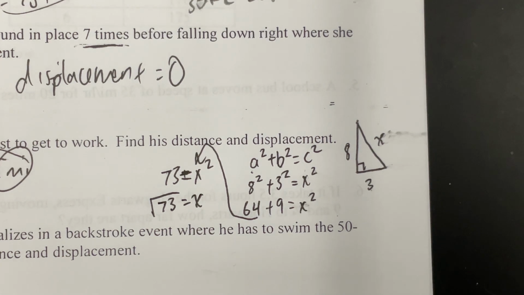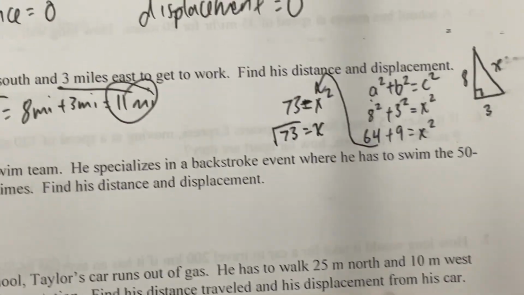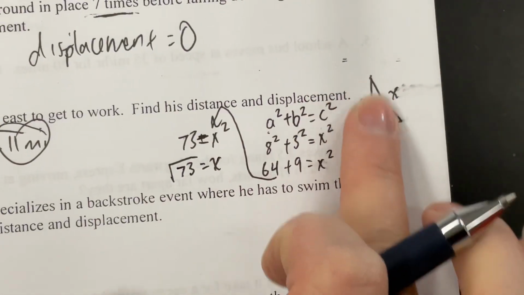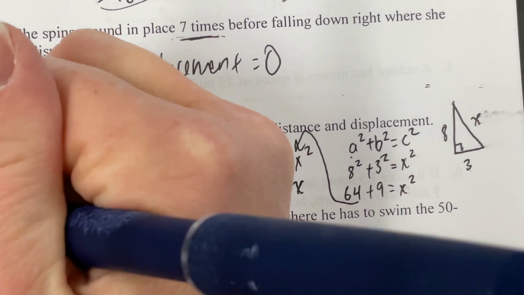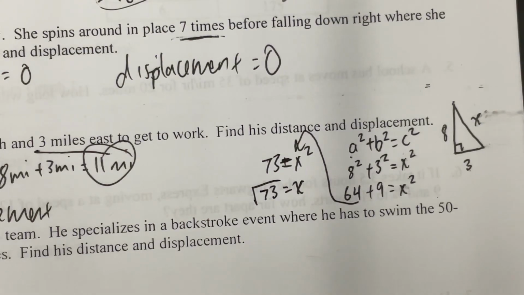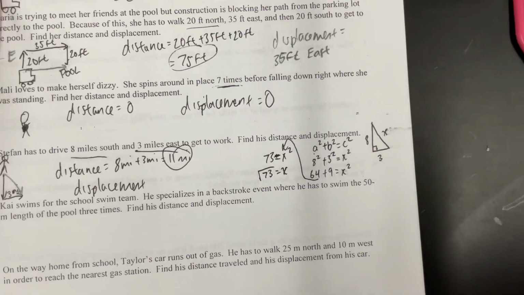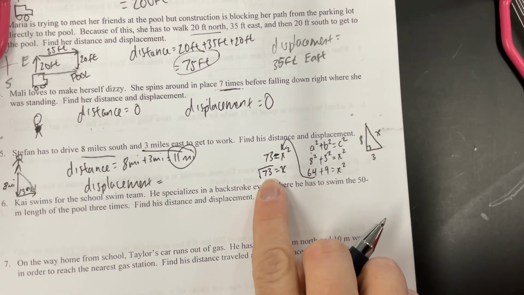While I'm jotting this out, can someone put that into one of your fancy calculators, the square root of 73? Because what we just found out was the length of this distance that's been traveled. So I'm going to put the displacement. The displacement for this is going to be, what was the square root of 73?